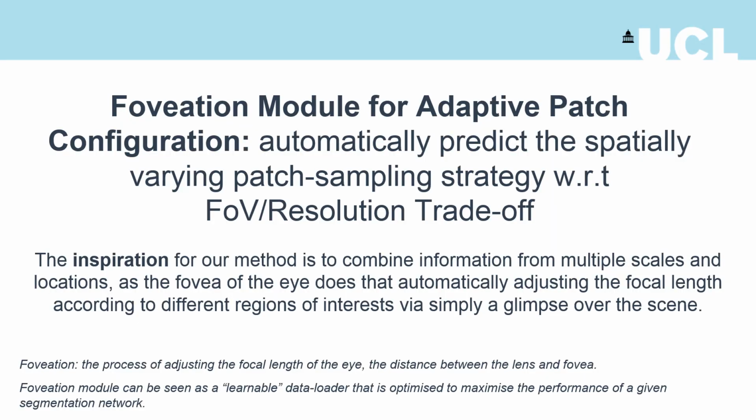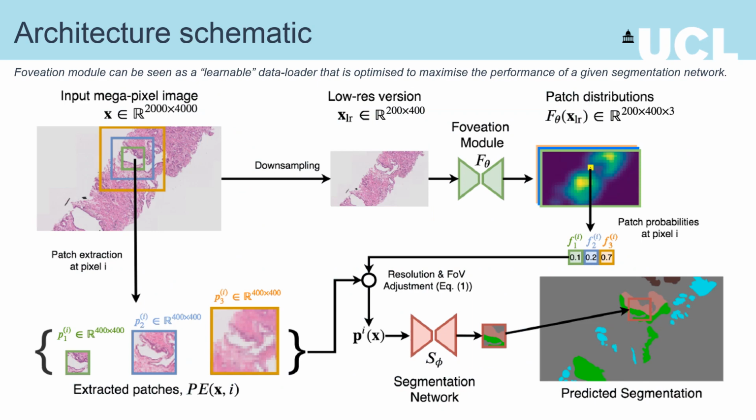Then let's move on to our Foveation module for adaptive patch configuration, which learns to automatically predict the spatially varying patch sampling strategy with respect to the foveation and resolution trade-off. The architecture of this method is as follows.